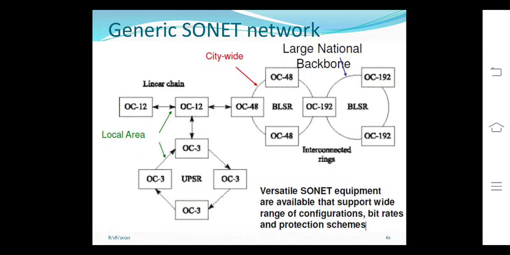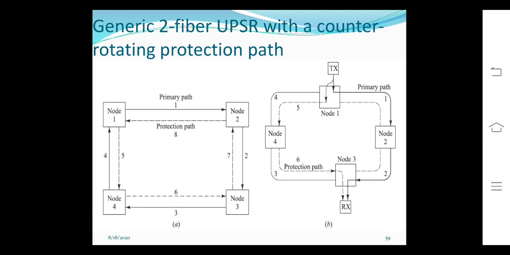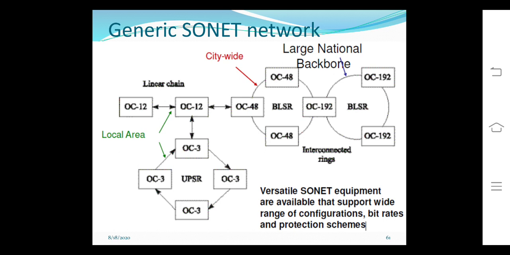So, generic SONET networks. In generic SONET networks, here you can see all the OC lines which have been connected with the BLSR, that is the bidirectional line switched ring, and here we can see the backbone which will be connected with all the OCs. So when many OC3s are connected to the OC12, and a number of OC12s are connected to the OC48, it is then connecting citywide.